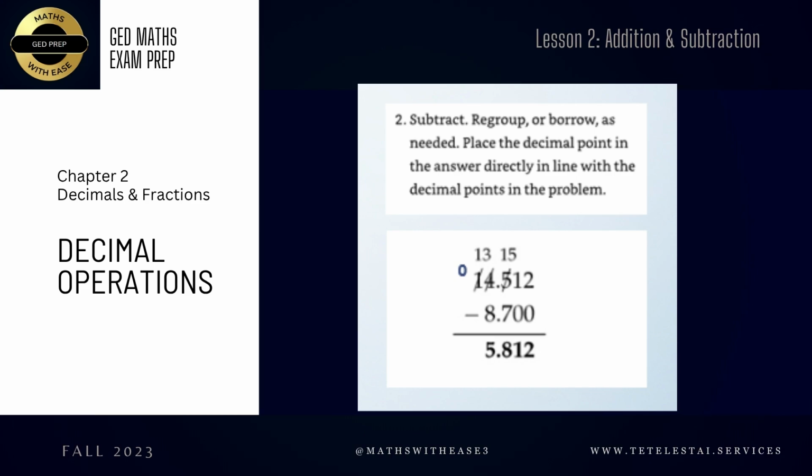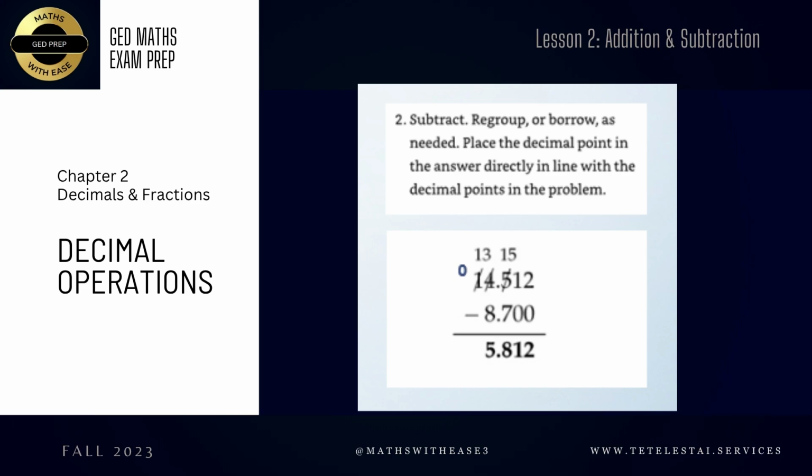And so then you want to begin by finding the difference. So essentially you would subtract, regroup, borrow as needed. Same concept as with whole numbers. I'm going to begin your subtraction on the right. And in this case, in the thousandths column, we have 2 minus 0, which is 2. Then over to the hundredths column, 1 minus 0 is 1.